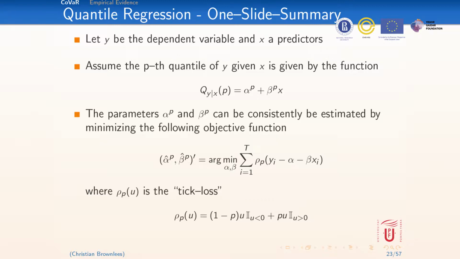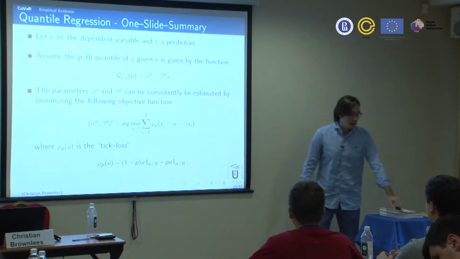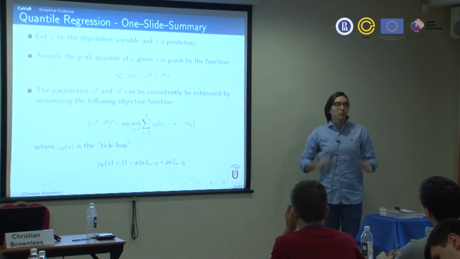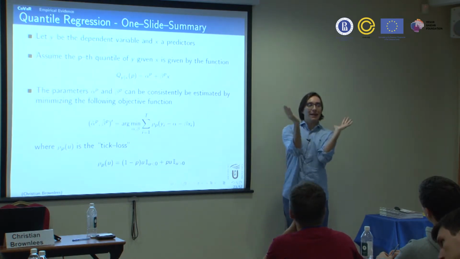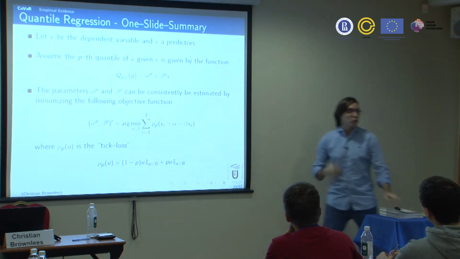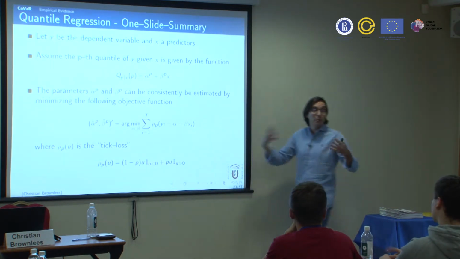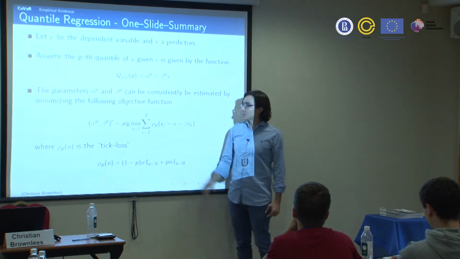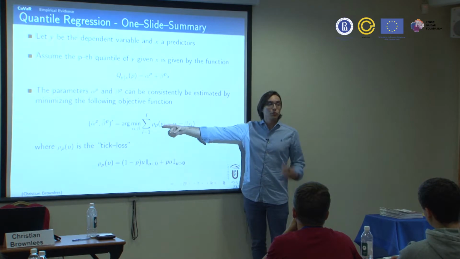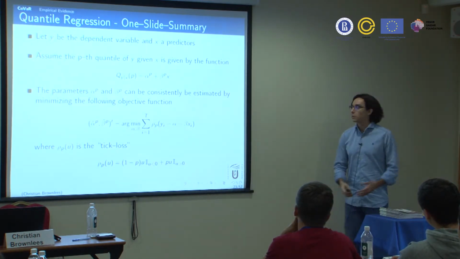And it turns out that there's this very cute loss. It's called the tick loss. It's a loss function that is linear, but has different slopes depending on whether you're making a positive or a negative error. And it turns out, and that was something new that people worked out in the 70s, that if you want to get consistent estimates of this quantile, you just need to substitute the loss function used for least squares with this tick loss, and you get the estimates that you want.